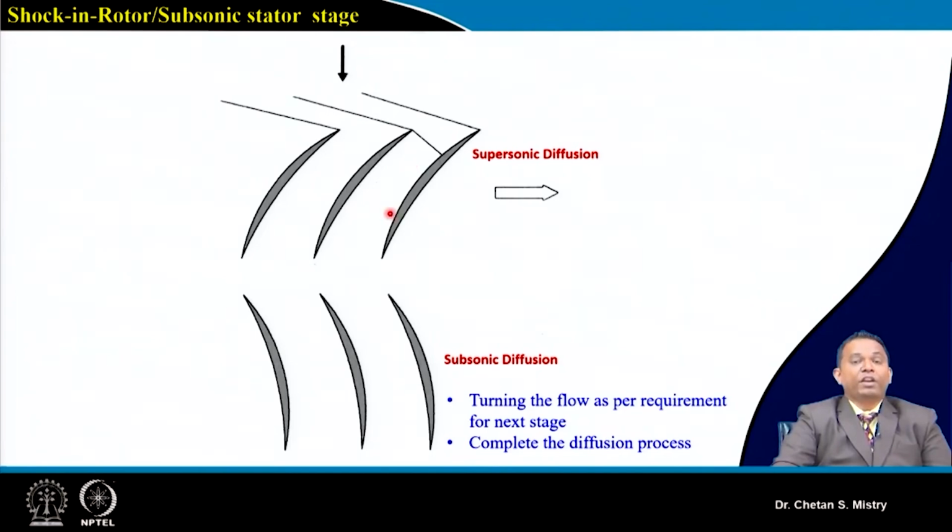Now the main requirement for the stator is the turning of the flow, and more complete diffusion is what you get by having a subsonic stator. So here my flow is subsonic, I will have my flow to be subsonic. So this is what is shock in rotor and subsonic stator. This is the most widely accepted kind of configuration, as we have discussed earlier.